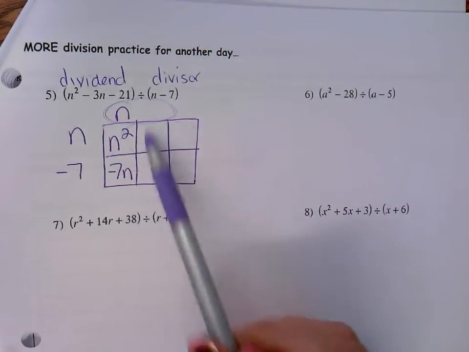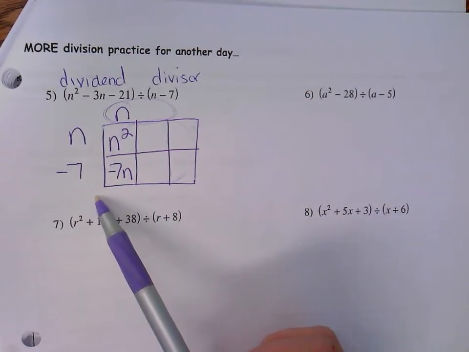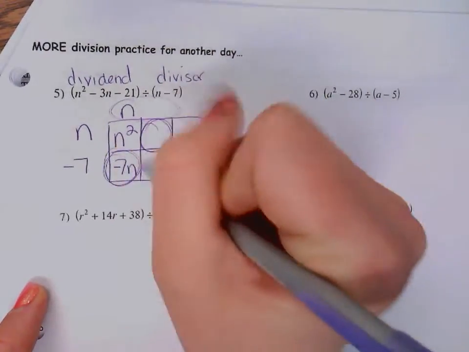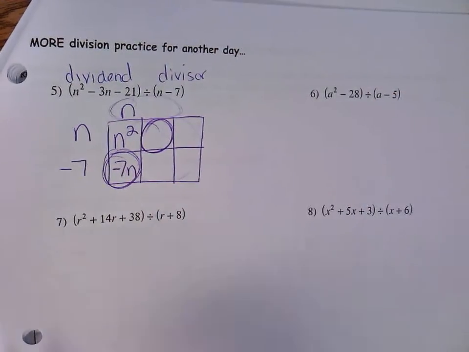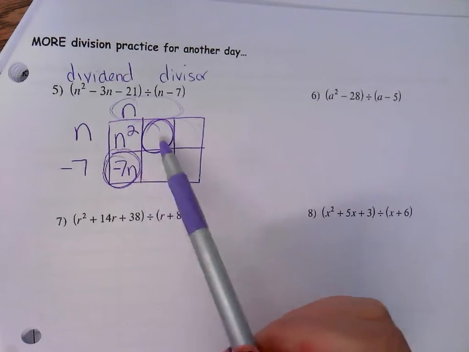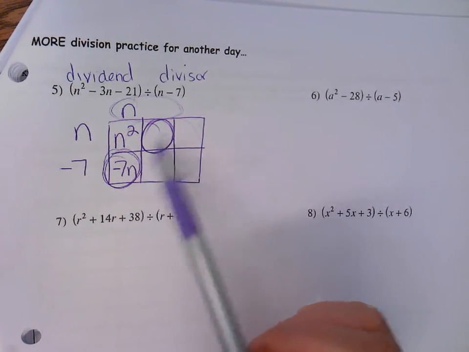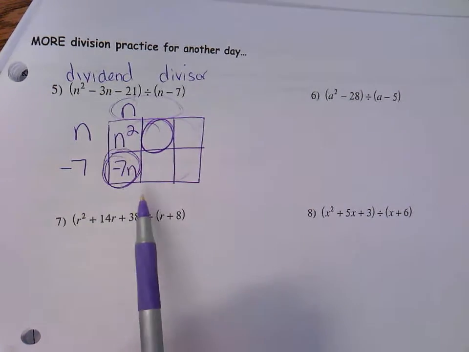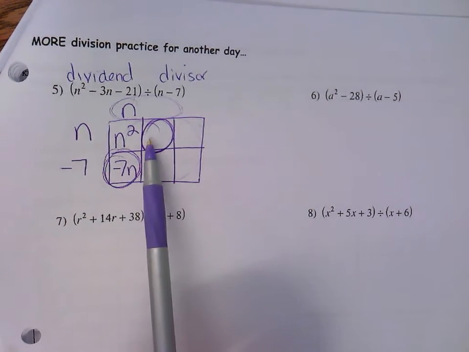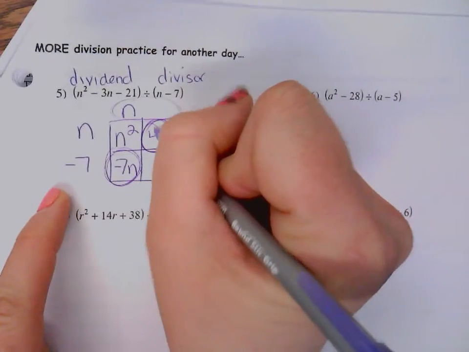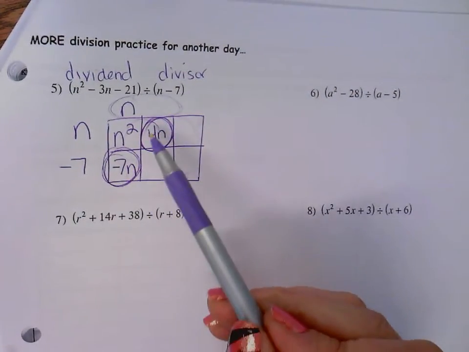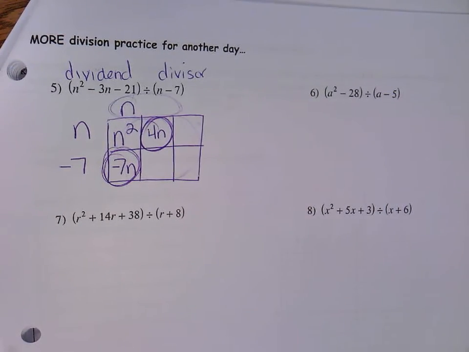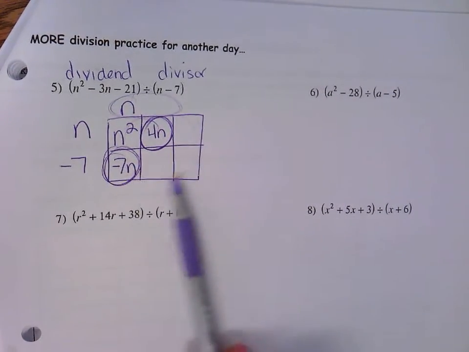So then once I've done the first column, I'm going to skip over to the next column, and I'm going to look at these two circled boxes. Together, they have to add up to my n terms. I need -3n altogether. So if I currently have -7n, I have to add 4n so that together those circles add up to -3n in my dividend. So my dividend is going to end up in this box.